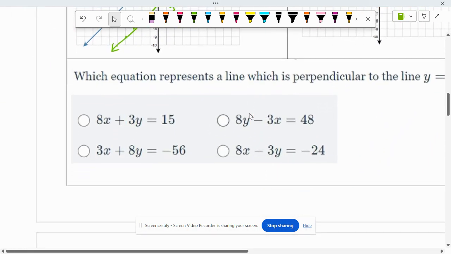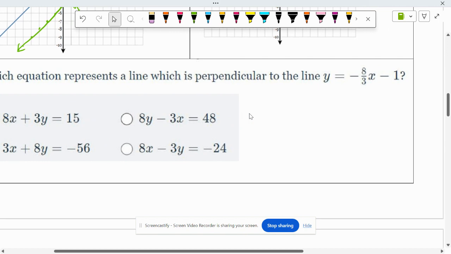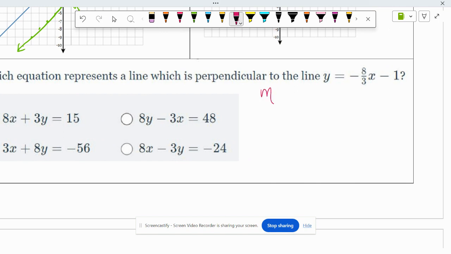Okay. Which equation represents a line that is perpendicular to this line? y equals negative 8/3 x minus 1. So the slope that I have right now is what, Kaden? What's the slope of my given line? Yeah, negative 8/3. So Cameron, what is my perpendicular slope going to look like?